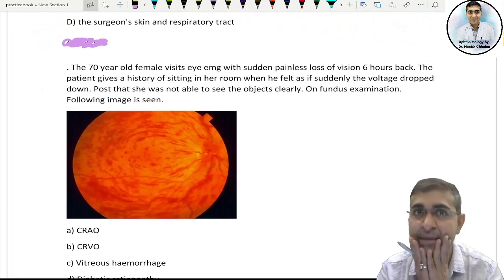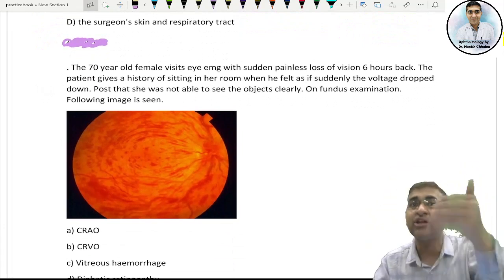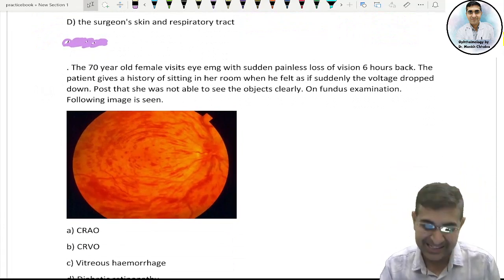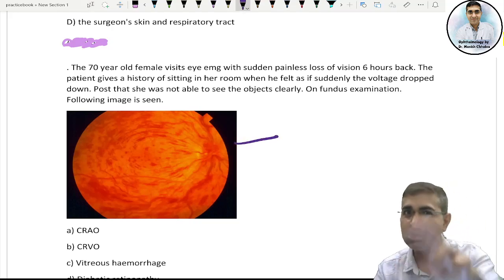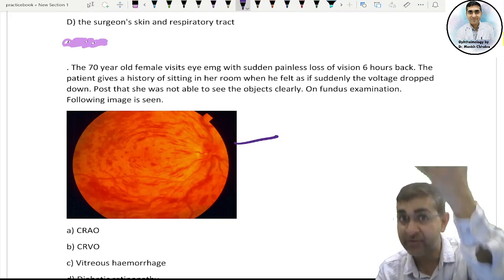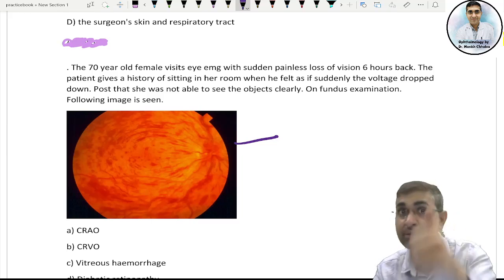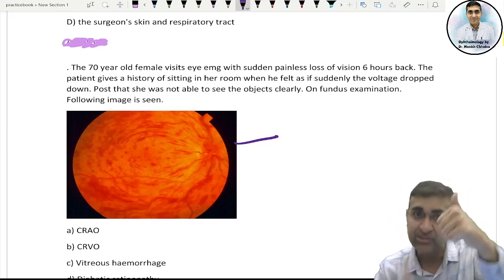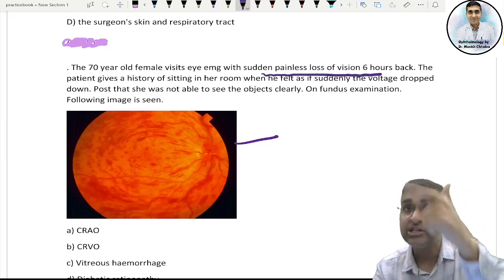What is this? Oh my, this image has been repeated 1,000 times. So this is the 1,001st time you are seeing this image. Without even reading anything, you know this is the splash tomato appearance. But anyway, we have to read the question and go through the history. A 17-year-old female with the risk factor, main etiology for one disease, which is this. And sudden painless loss of vision 6 hours back.